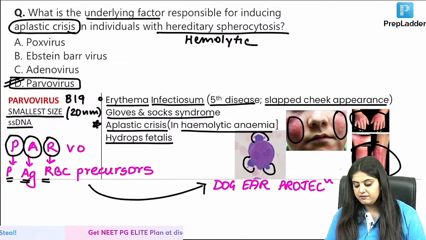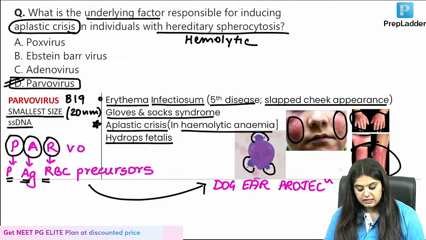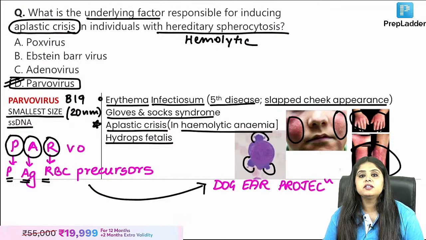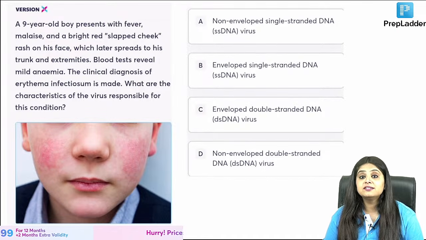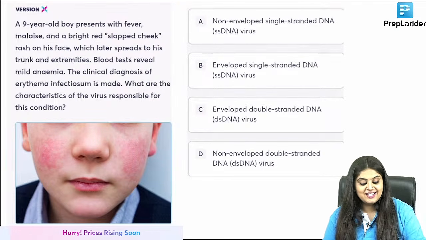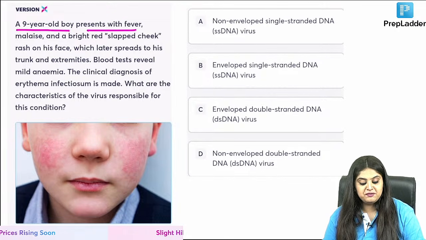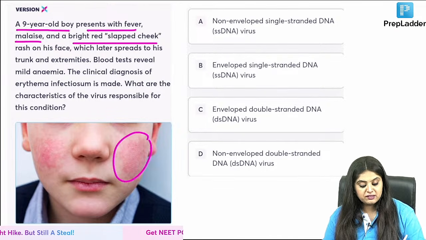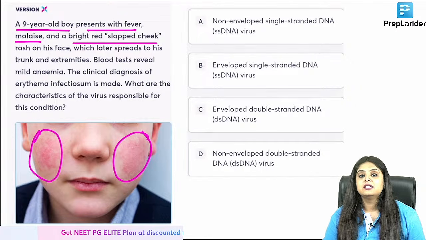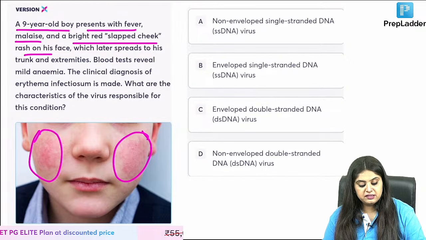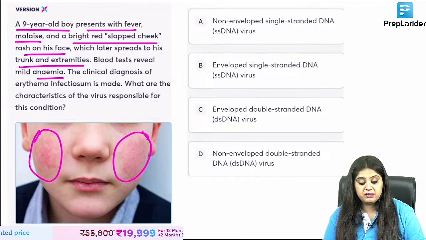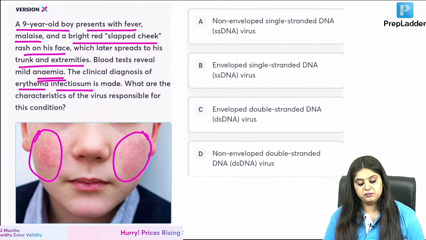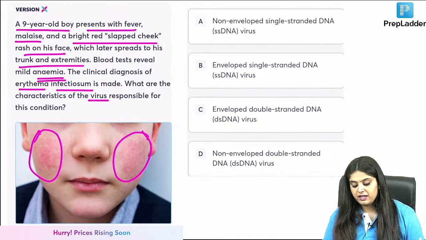Okay, meanwhile, everyone was asking me, is this enveloped or is it non-enveloped? If I answer everything, then what will you answer? That's the next question. A 9-year-old boy presents with fever, malaise and a bright red slapped cheek. Maybe I want to ask you the same question that you're asking me. The rash spreads on his face, later spreads to the trunk and extremities, plus there is anemia. Clinical diagnosis of erythema infectiosum is made. What are the characteristics of the virus responsible?